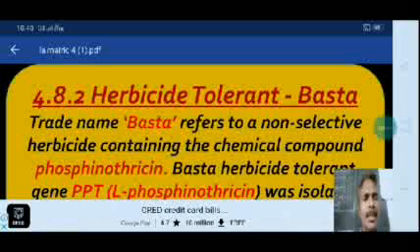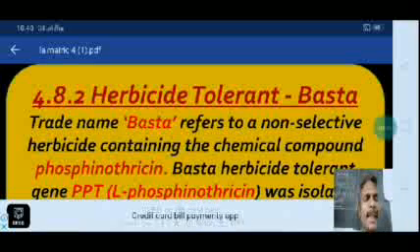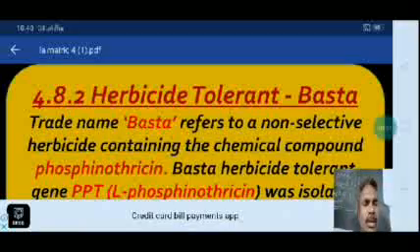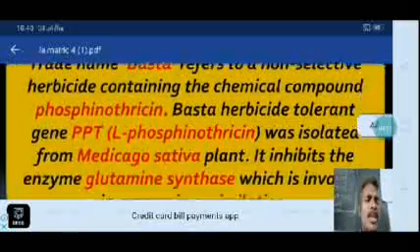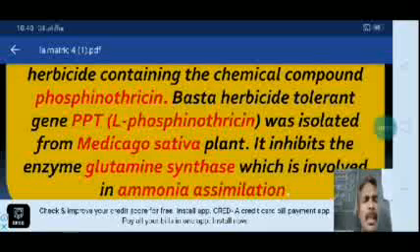A trade name is nothing but Basta. It also refers to a non-selective herbicide containing a chemical compound called phosphinothricin. The phosphinothricin herbicide tolerant gene, BBT, L-phosphinothricin, was isolated from which plant?